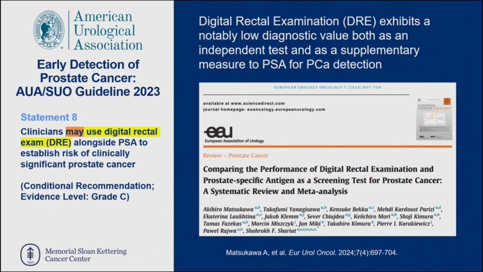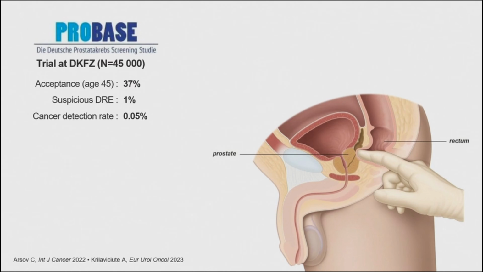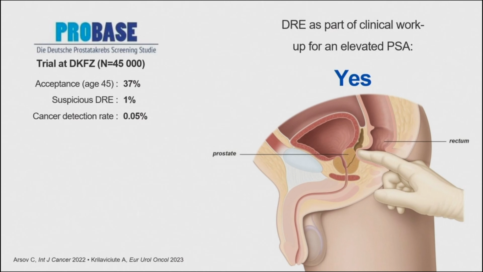But it actually has a very low value as a diagnostic test for screening, as you all know. And so, for example, here's a systematic review that shows that as a screening test, it's not a very sensitive test. And in the German ProBase trial, the detection rate of prostate cancer was very, very low, especially in young men between 45 and 50. But we definitely recommend DRE as part of a workup for an elevated PSA. And especially if the PSA is above 2, then we always recommend a DRE. And of course, if you're thinking about biopsy, then you always do the DRE before the biopsy.